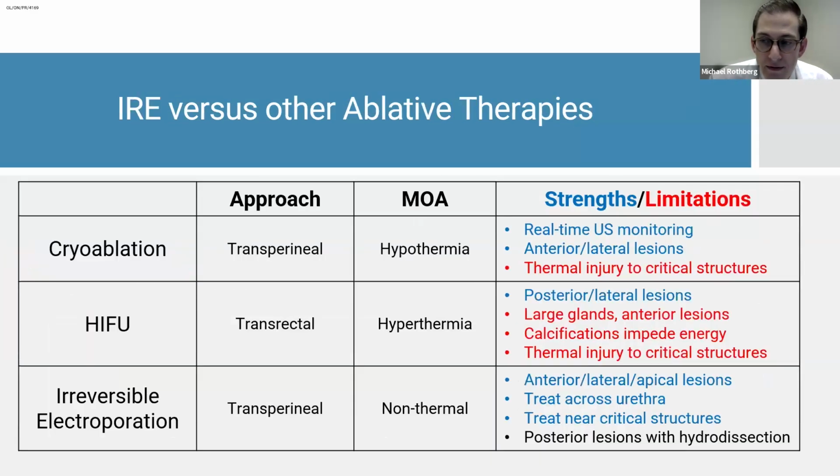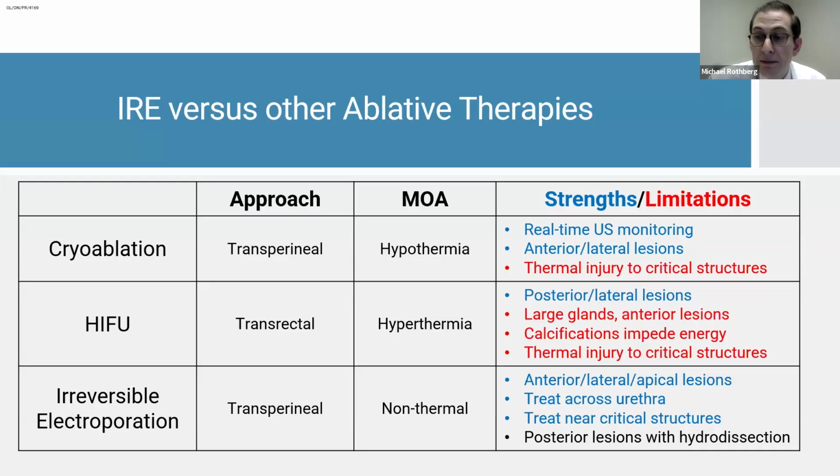So compared to other ablative therapies available, there are some notable differences in approach, mechanism of action, and strengths and limitations. Both cryoablation and IRE are performed via transperineal approach, while HIFU is transrectal, and of course, IRE has a non-thermal mechanism of action. While cryoablation has the strength of real-time ultrasound monitoring of treatment, and HIFU can be advantageous to treat posteriorly located lesions, both are limited by risk of thermal injury to critical GU structures. Additionally, glands that are too large, lesions that are too anterior, and the presence of calcifications may limit which patients are suitable candidates for HIFU.